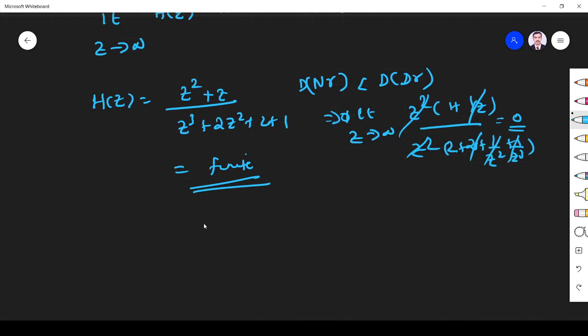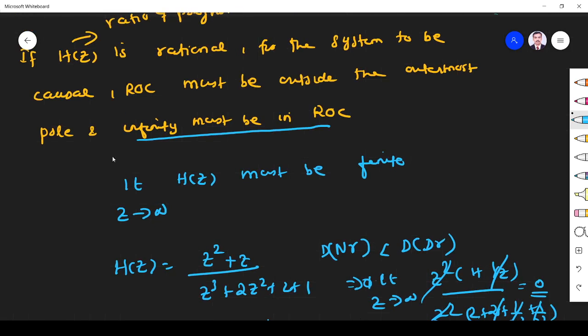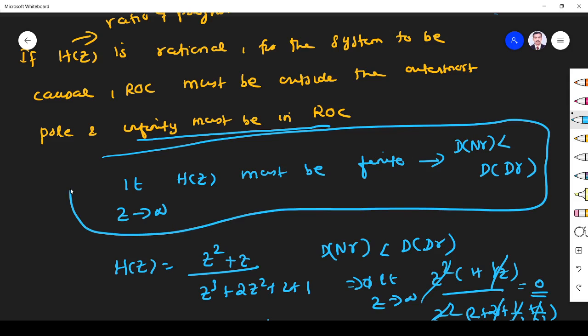Otherwise, if the numerator degree is greater than the denominator degree, what will happen? For example, (z squared minus 1) divided by z. Here the numerator degree is greater than the denominator degree. If you substitute limit z tends to infinity, it will become infinity, so it is not in the ROC. So what is the condition? Limit z tends to infinity, H of z must be finite. That means the degree of the numerator polynomial should be less than the degree of the denominator polynomial. This is the condition, right?